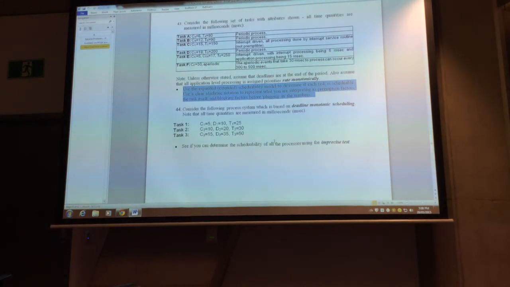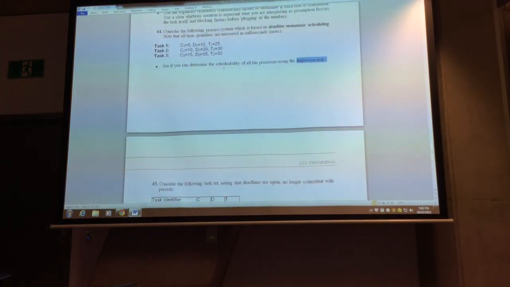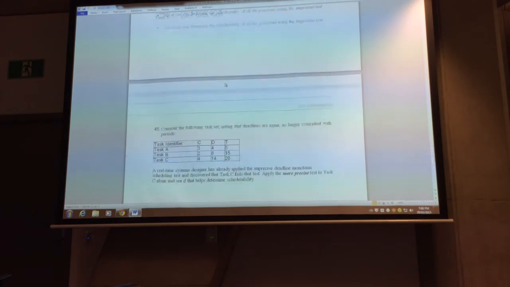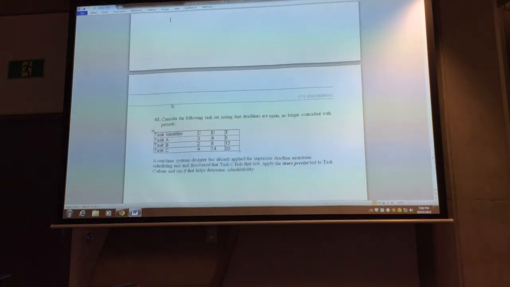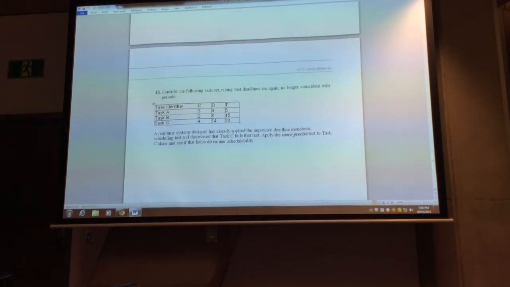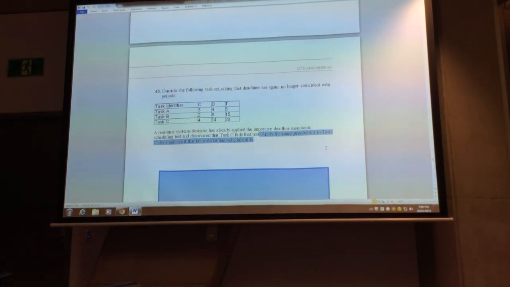Well, we'll do the deadline monotonic ones next week. They're pretty straightforward. You probably do those before then. The first one just asks us to use the imprecise test. And we've got 3 tasks here, so that's not too difficult to do. This one down here says that someone's already used the imprecise test and discovered that task C fails the imprecise test, but tasks A and B pass the imprecise test. So the question says, apply the more precise test to task C just on its own. Not all the others.